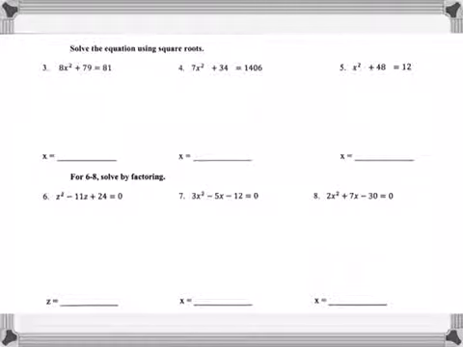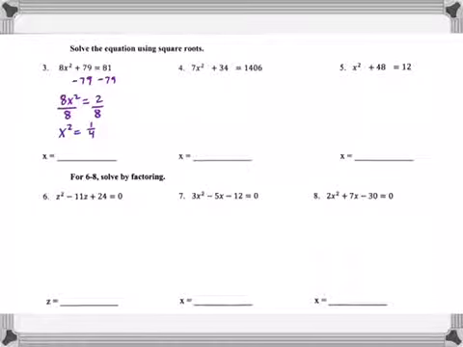In questions 3, 4, and 5, we are asked to solve using square roots. So that means we have to isolate our squared variable. So in question 3, the first thing we want to do is subtract 79 from both sides, and we get 8x squared equals 2. We'll divide by 8. We get x squared equals 1/4. And then we square root both sides.